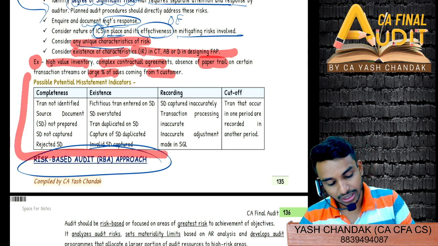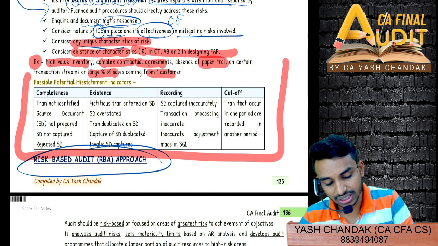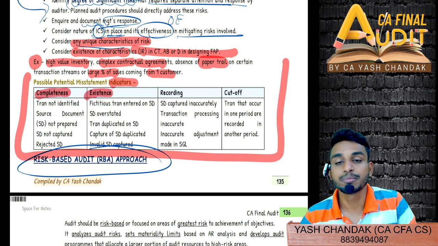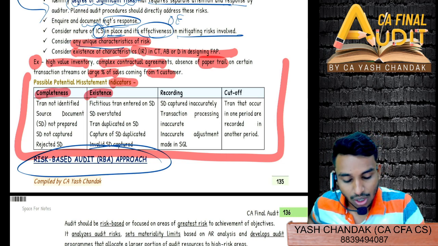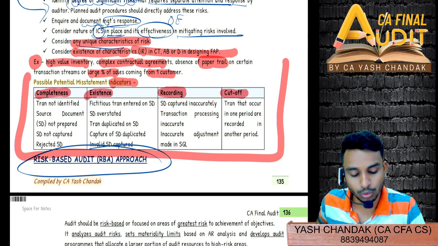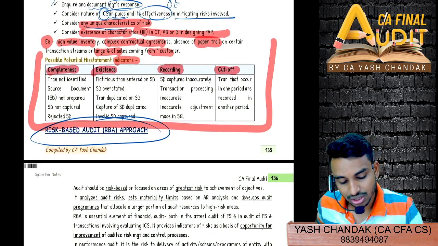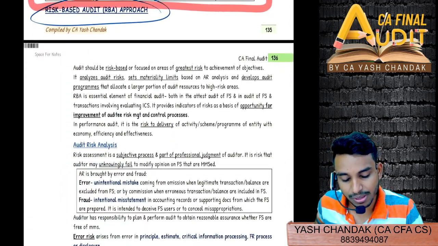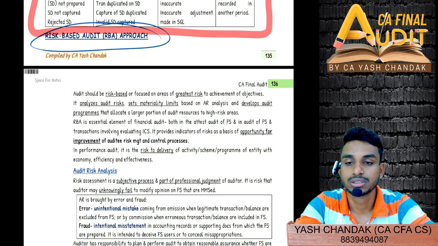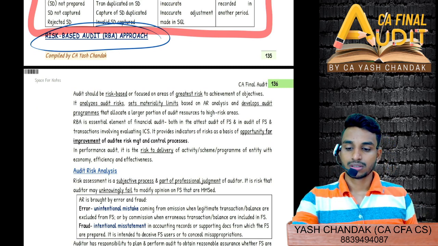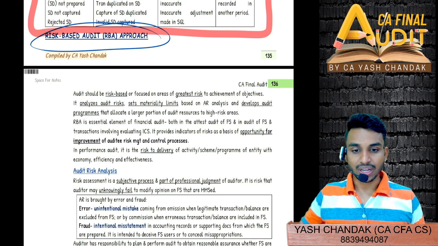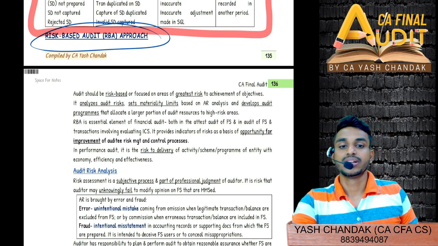So just go through till here. These are the indicators of completeness, or a possible misstatement with respect to existence, or indicators of misstatement with respect to recording, and indicators of misstatement with respect to cutoffs. Just go through here, then we'll start with risk-based audit. So now let's start with risk-based audit.